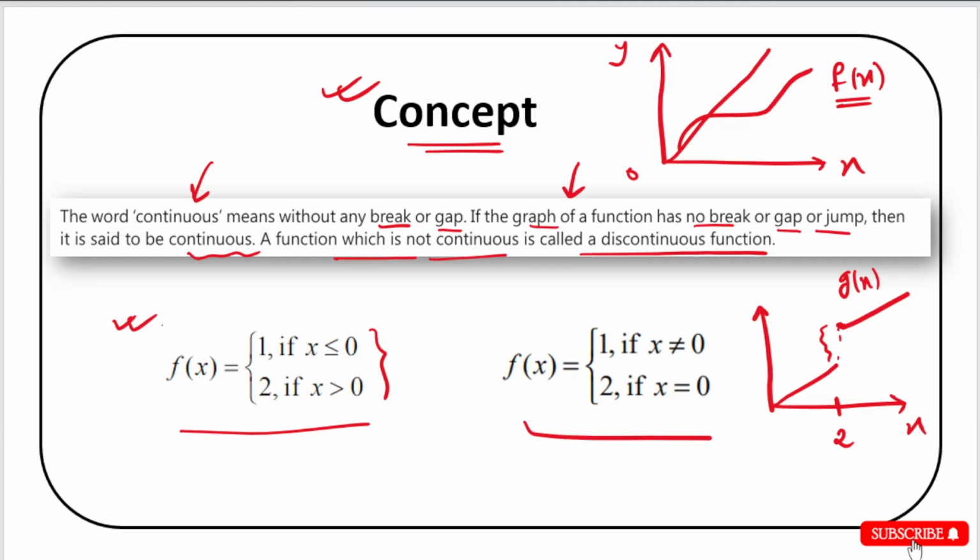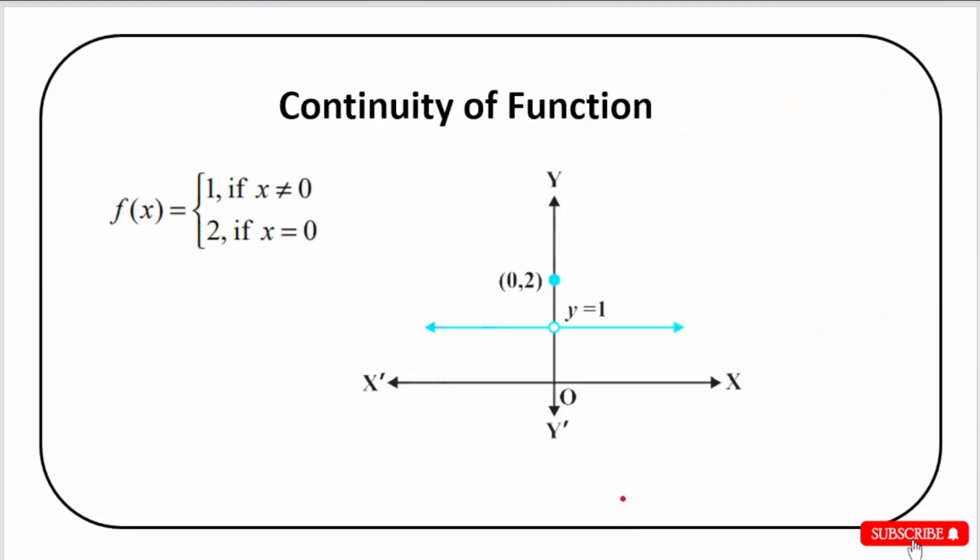Again, see this example. The function takes the value 1 if x is not equal to 0, which means x can either be greater than 0 or less than 0, and it takes the value 2 if x is equal to 0. Now again, you can draw the graph and see for yourself that except at the value 0, the graph takes the value 1. At the point 0, it takes the value 2.